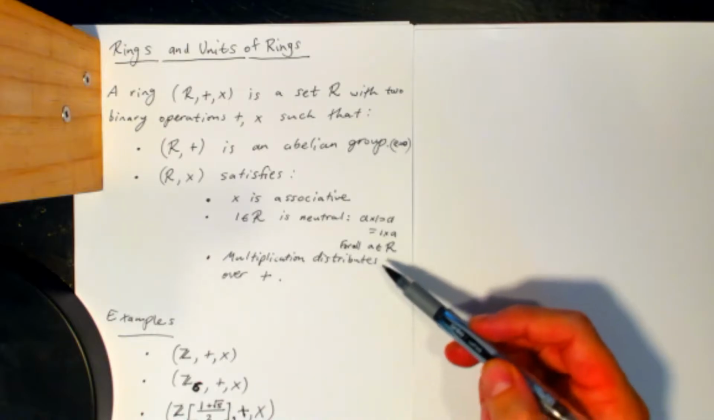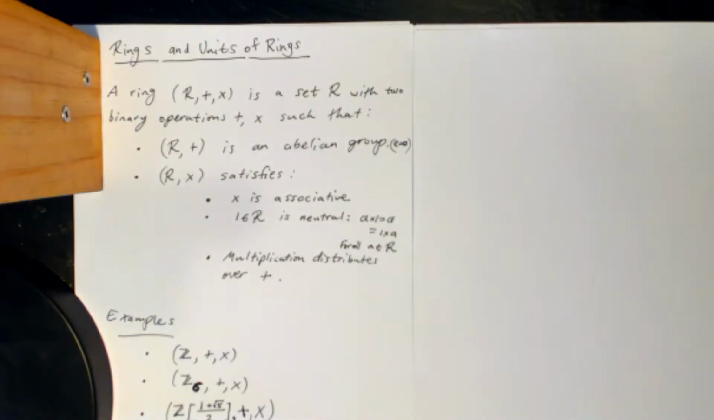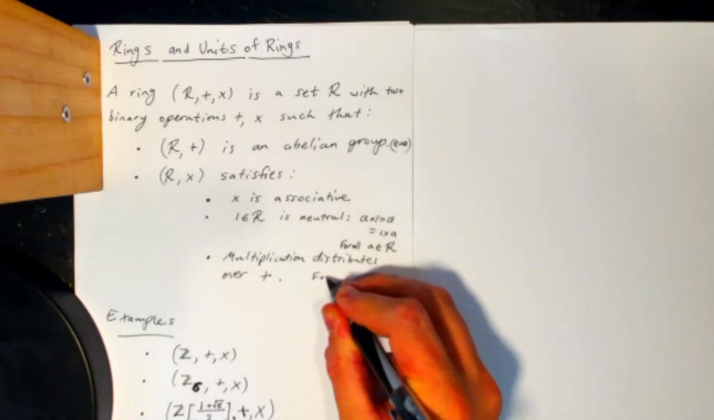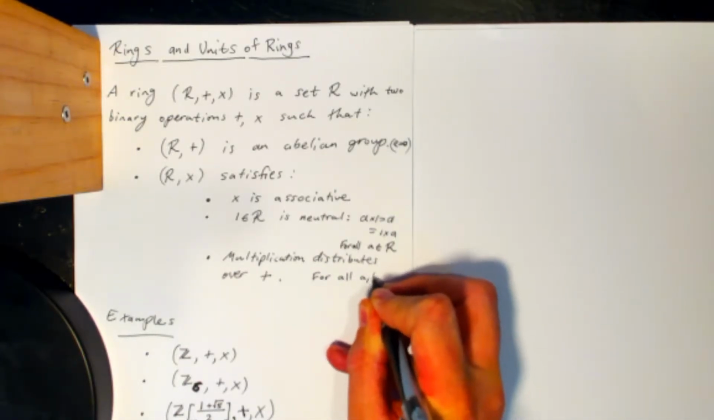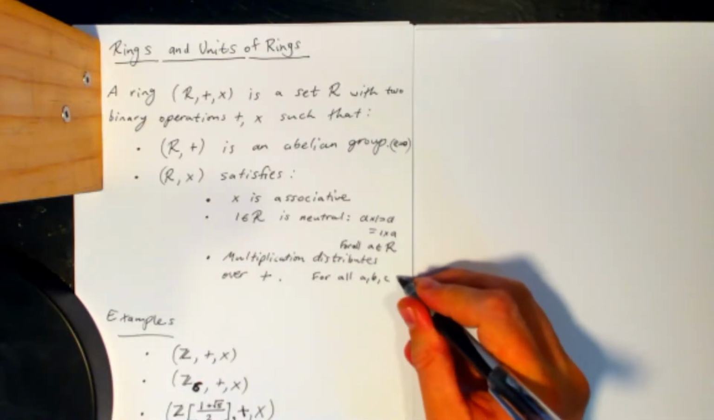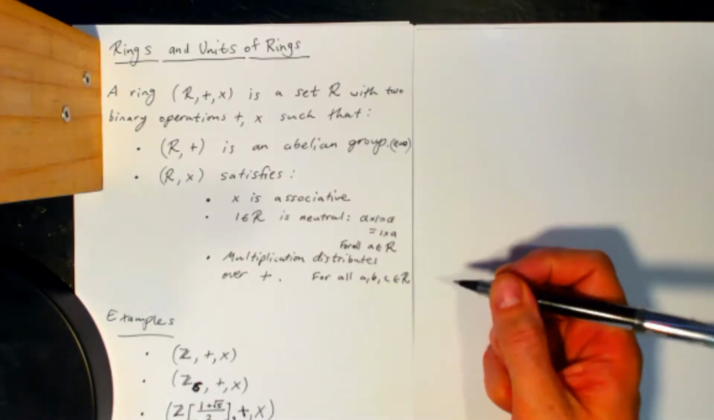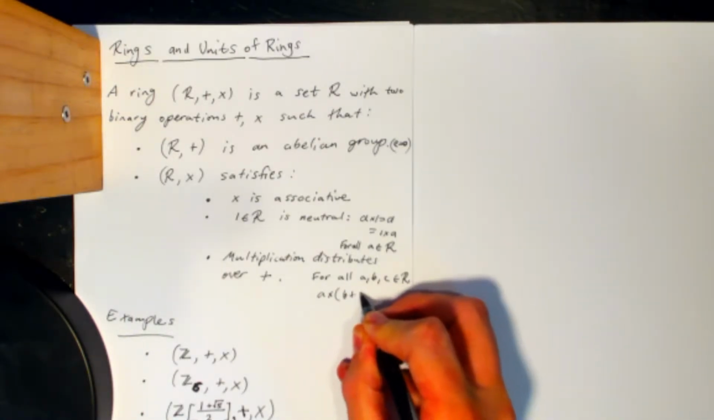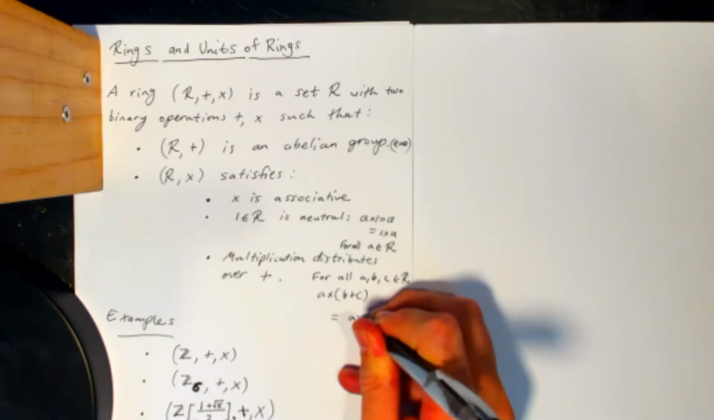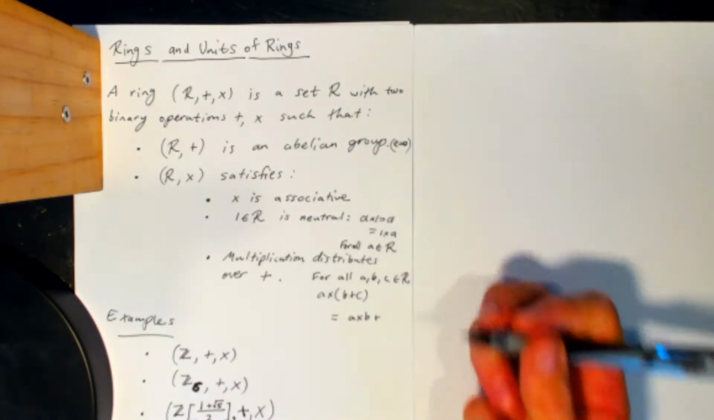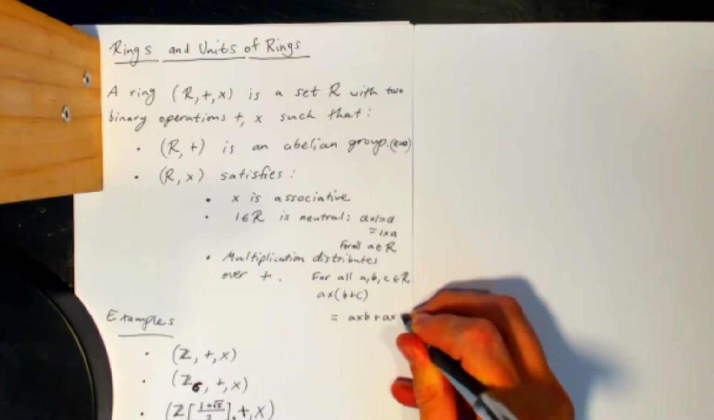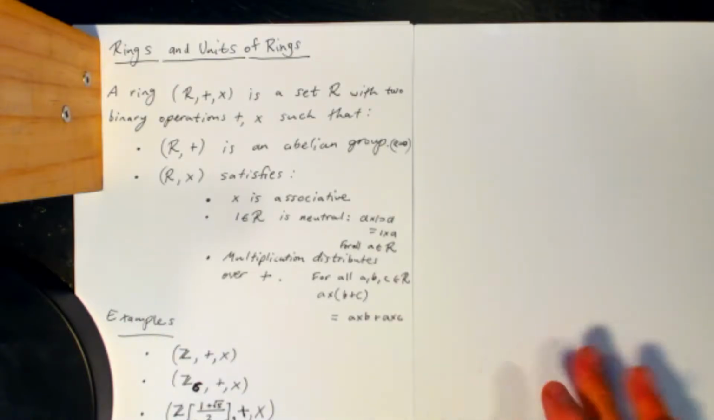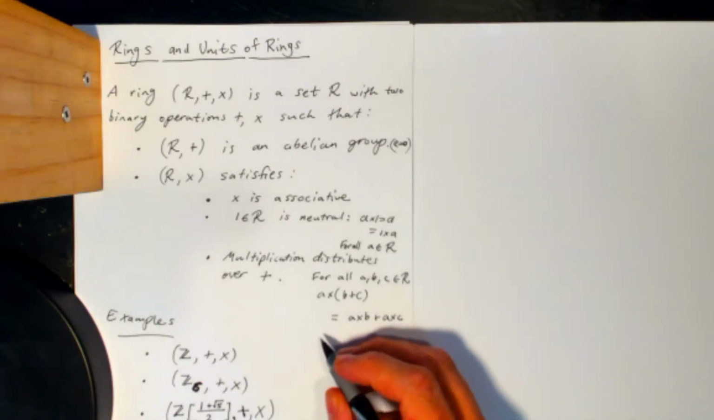Okay, next, multiplication distributes over addition. So an example of this is, for all A, B, and C belonging to the ring, A times (B plus C) is equal to A times B plus A times C. And the other way around, as in if you had this on the other side, we would have the same thing.